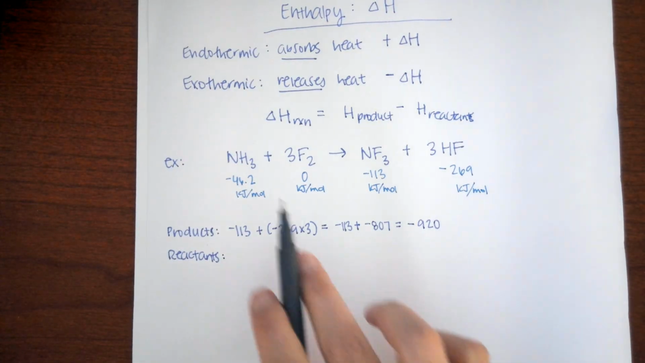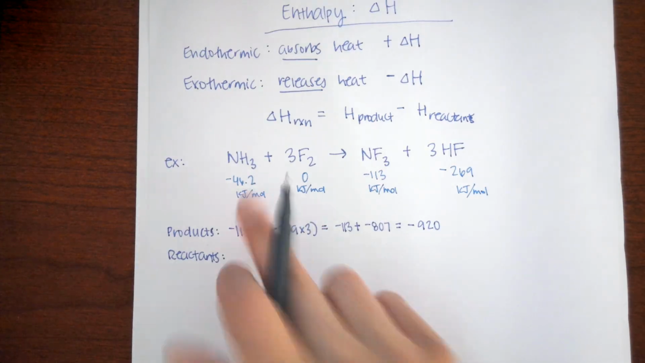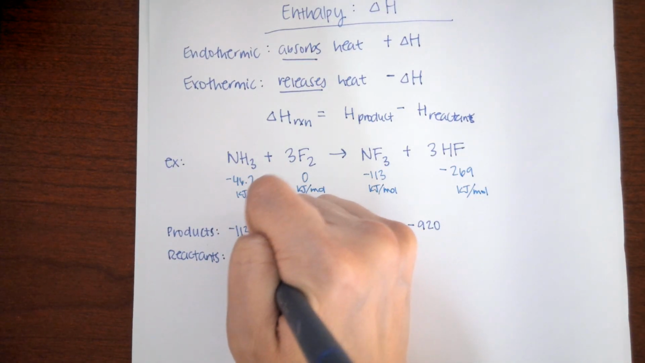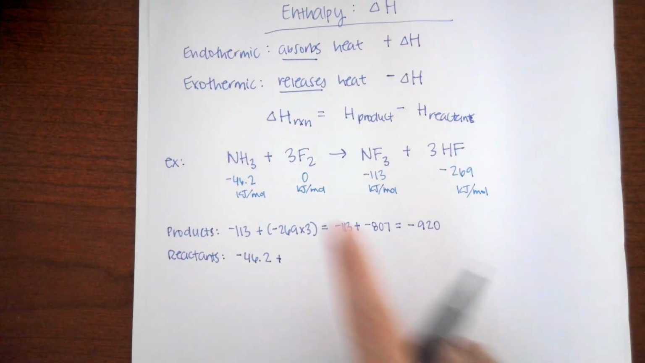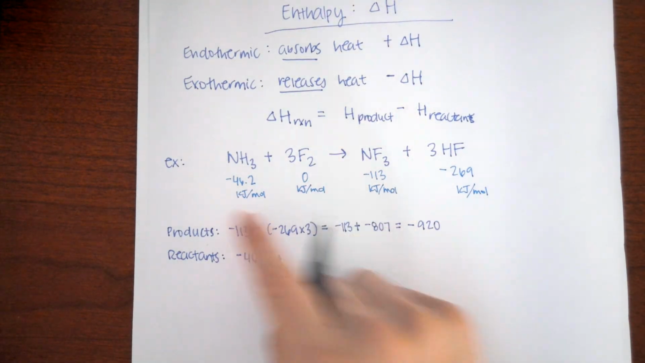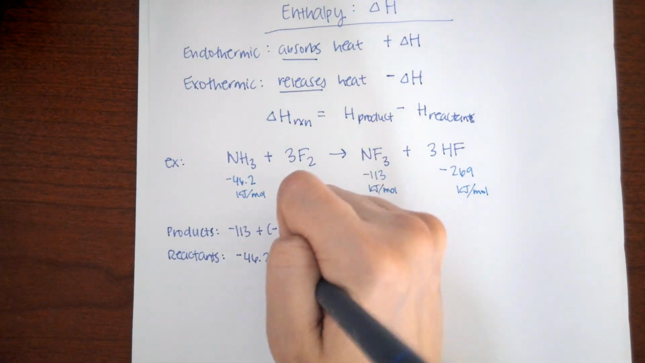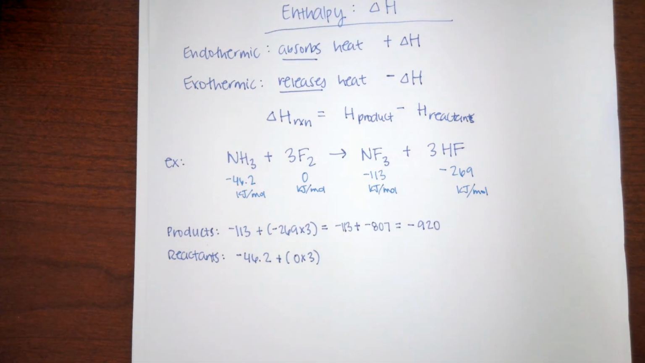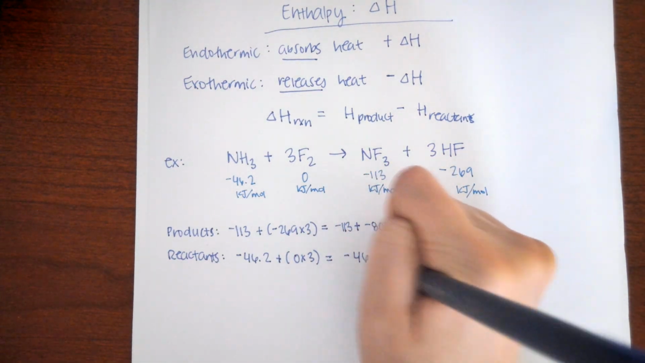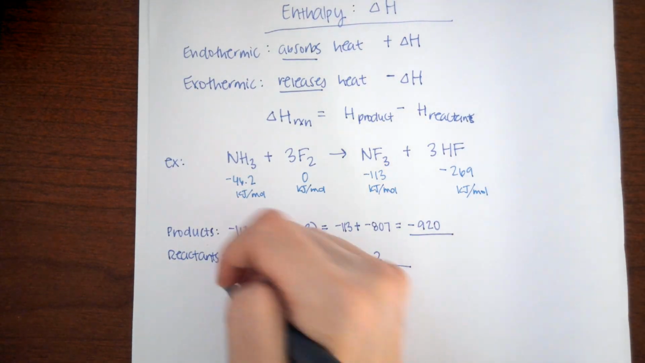My reactant side, I have my negative 46.2 and I have 0. So my NH3 is negative 46.2, and we're going to add, but again, this is 0. Not that it's nothing, it still matters in the reactions, but it doesn't really affect our reactant side. So it's 0 times 3, but 0 times 3 is 0. So my reactant side is still negative 46.2.